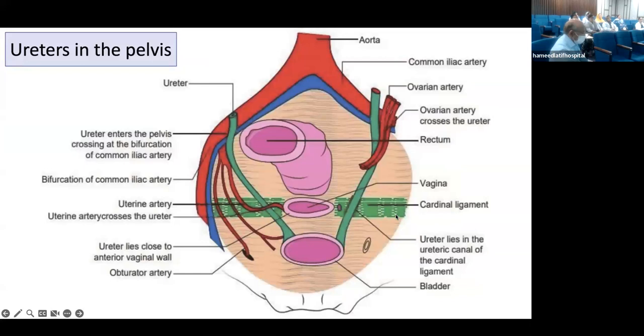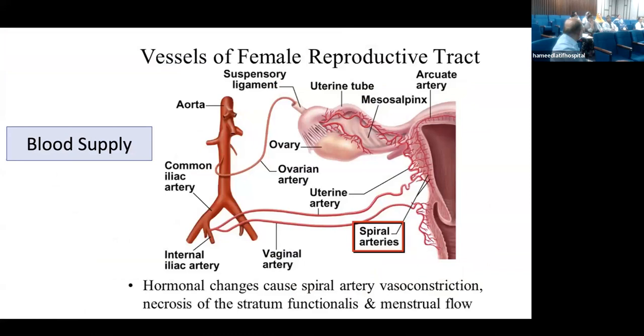Here you see the ovarian arteries crossing over the ureter. The blood supply is something we can talk about later on. The important thing is that the uterine artery is a branch of the anterior division of the internal iliac. It goes from the side, traverses upwards, and keeps sending branches here.